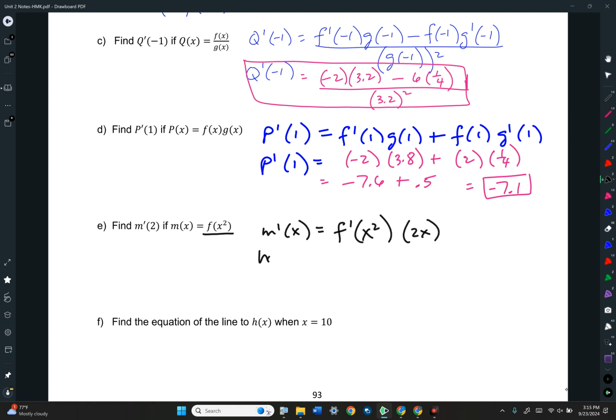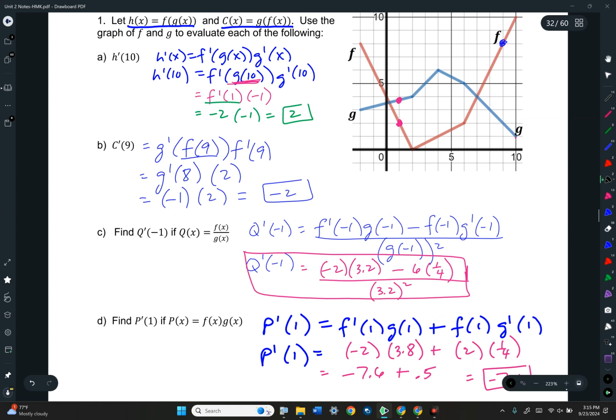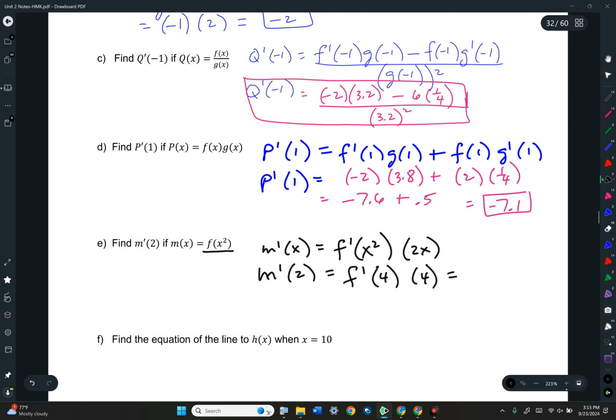So if I want m prime of 2, it's going to be f prime of 2 squared, which is 4, times 4. Okay, well, what is f prime of 4? Let's see. On the f graph, here we are. f prime of 4, I believe, is up 1 over 2, so 1/2. And then times that 4 equals 2.